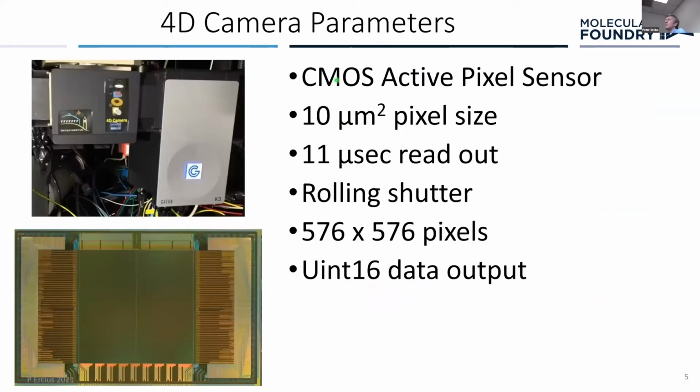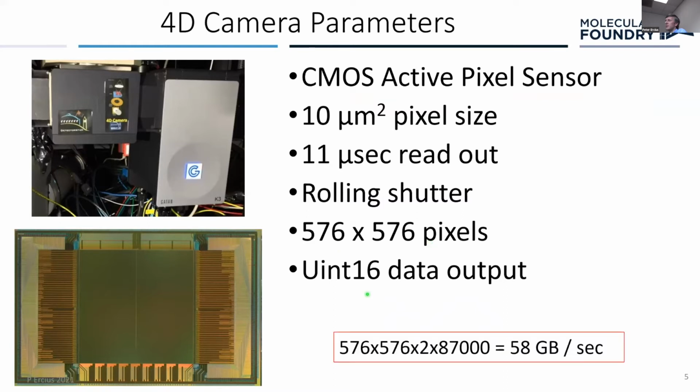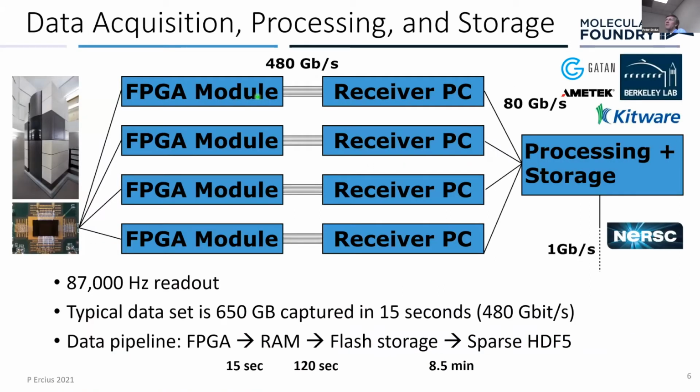So the 4D camera is a CMOS active pixel sensor. It has about 10 micron pixel size, 11 microsecond readout, rolling shutter, 576 by 576 pixels, and it's 2 bytes per pixel. So that comes out at 58 gigabytes per second. And what do we do with that data, right? How do we even acquire that? We have 4 FPGA modules that the data is striped across. We have 4 receiver PCs that have 256 gigabytes of RAM that can ingest the 480 gigabit per second.